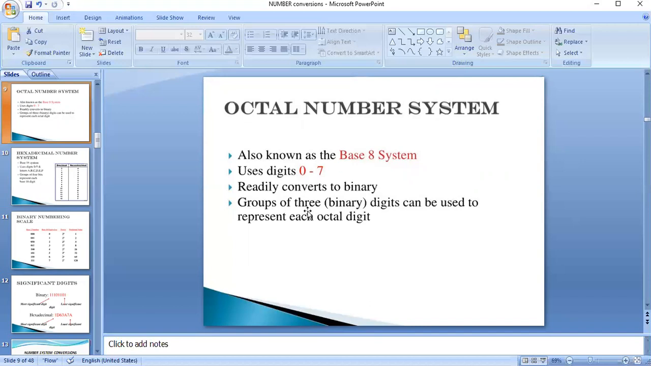One more important thing is that a group of 3 bits in binary is equal to 1 octal digit. An octal digit contains only digits from 0 to 7. For example, if you want to represent the single-digit octal number 6 in binary, you need 3 bits. You need 3 bits to represent an octal digit in binary.